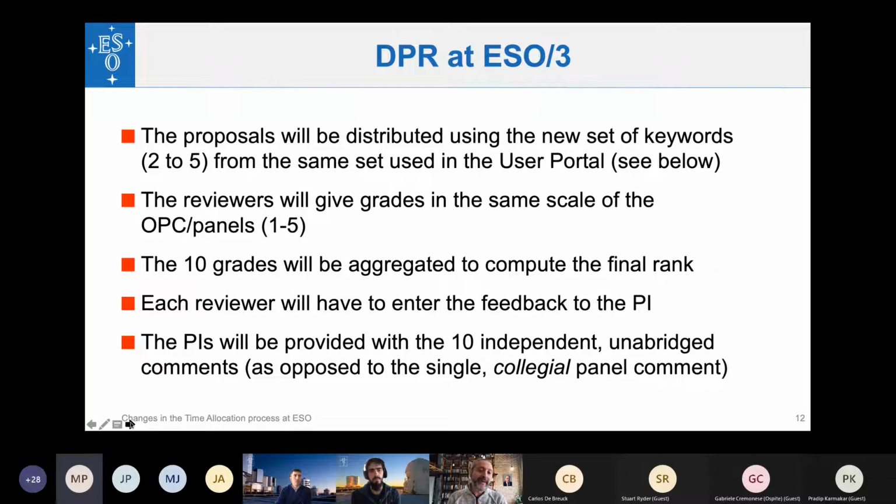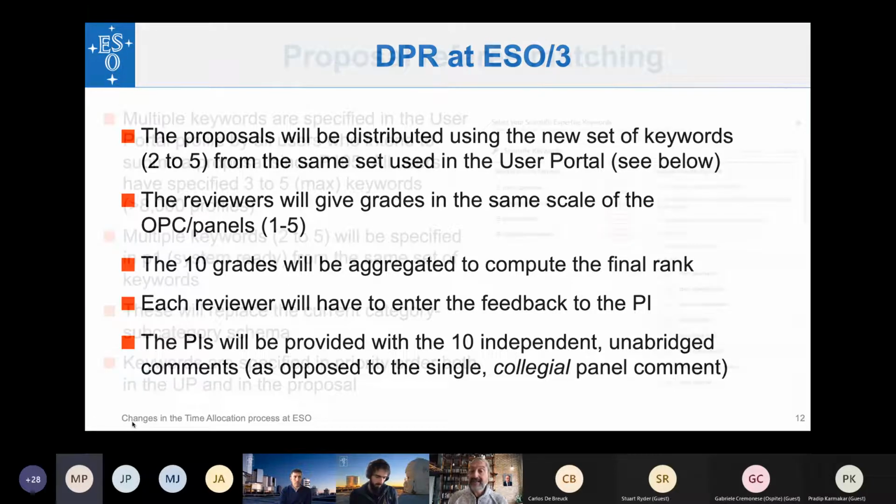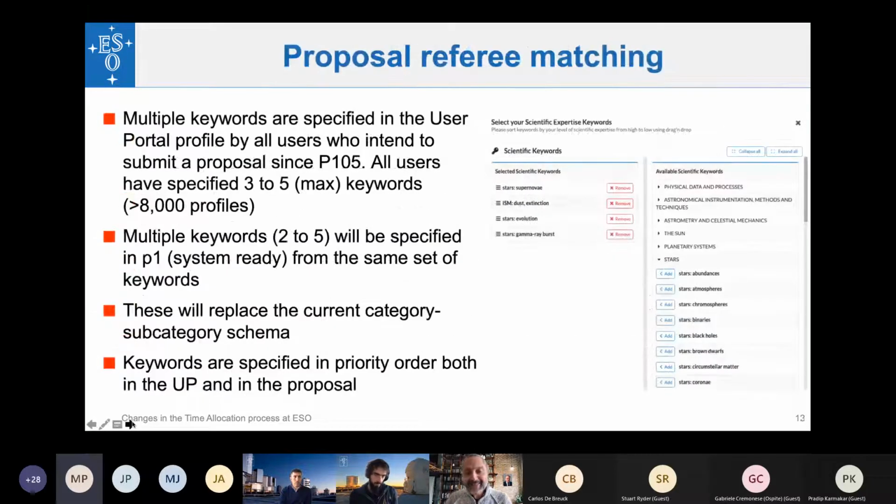You have to keep in mind that the reviewers are not necessarily experts in your field. So you have to write your proposal in such a way that it is readable and understandable by a scientist, by an astronomer, by a physicist, but not necessarily by somebody that does exactly what you do.